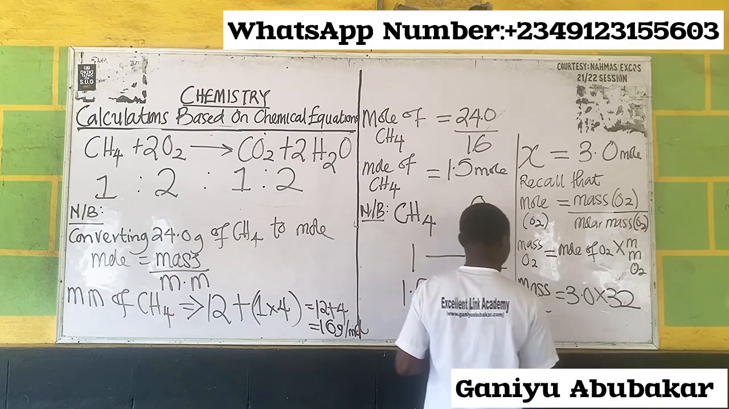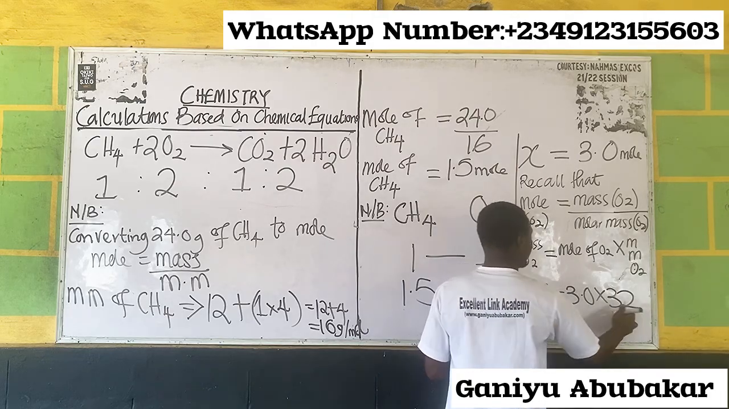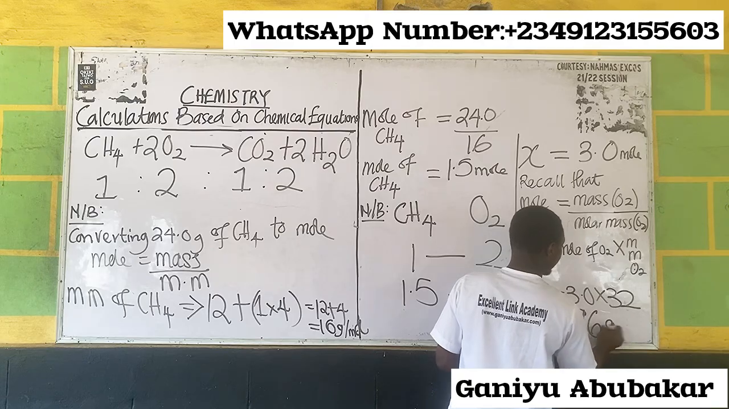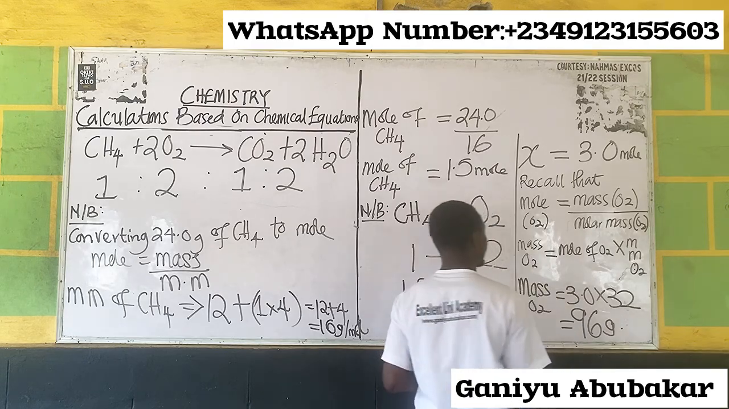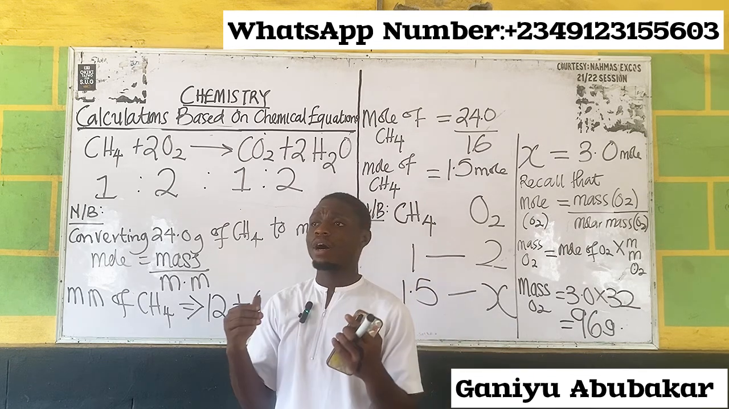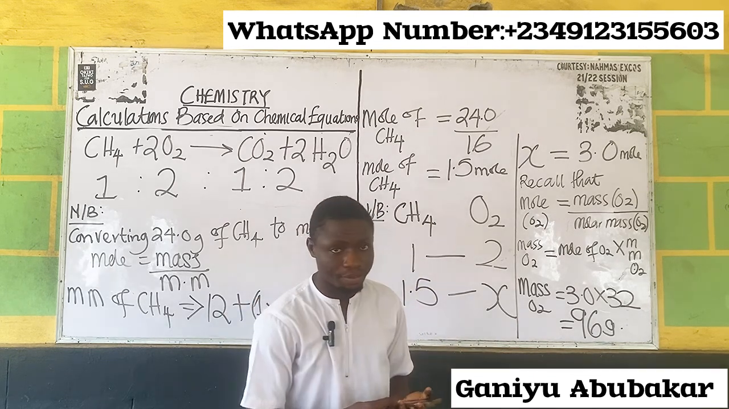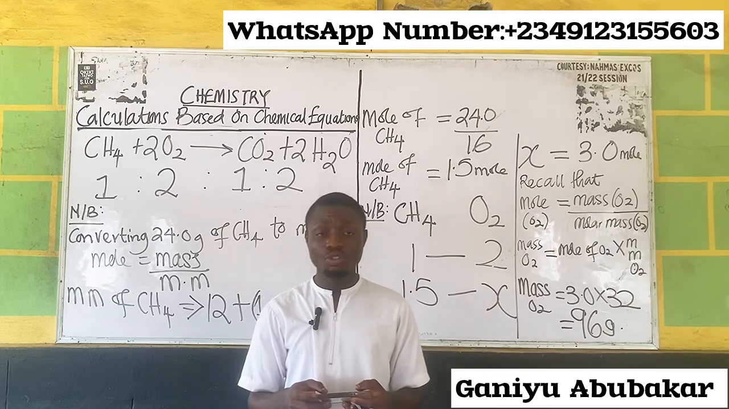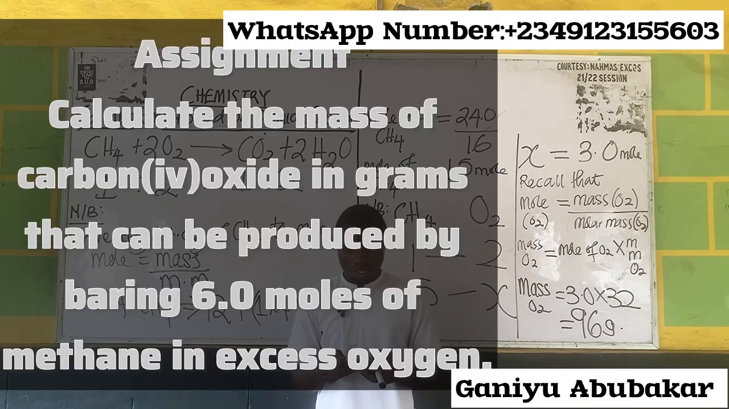So the mass of oxygen here will now be equal to 32 multiplied by 3, which gives you 96 gram of oxygen required to react with 24 gram of methane. This is how you solve this particular question. So try this at home, please.